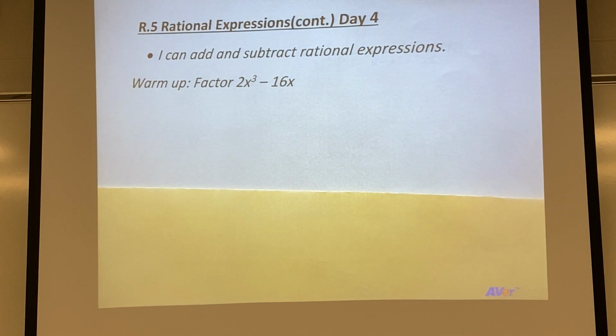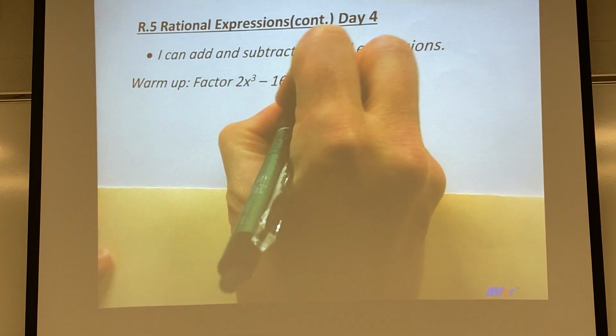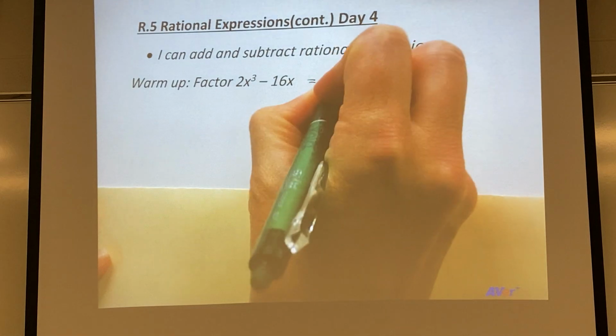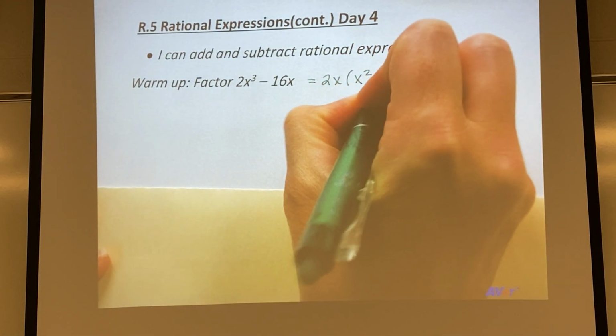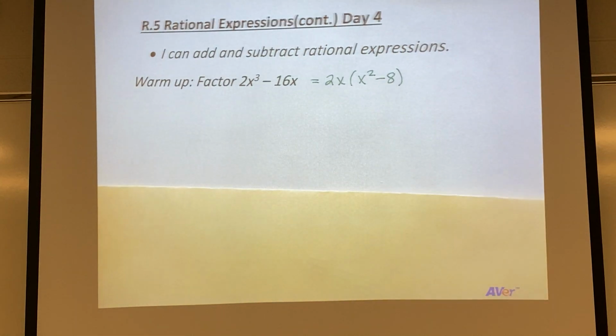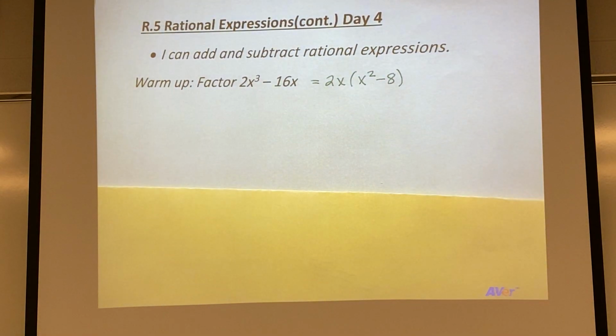Here we have a binomial. We want to start by taking out the GCF. So our GCF would be 2x. That leaves us with x squared minus 8. And then we'll see that the inside is still two terms, still a binomial, so it could possibly be a difference of squares, it could possibly be a difference of cubes. So let's take a look.